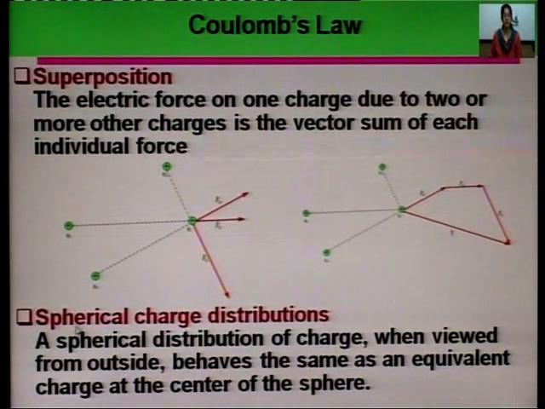Now next, let's define what is a spherical charge distribution. A spherical distribution of charge, when viewed from outside, behaves the same way as an equivalent charge at the center of the sphere. So that means if there are multiple charges, then the spherical charge distribution behaves as if an equivalent charge is placed at the center of the sphere.